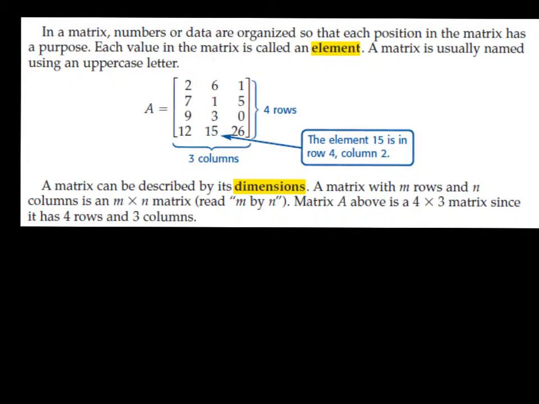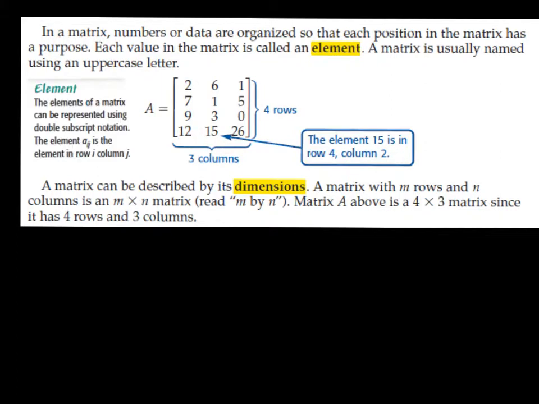In a matrix, numbers or data are organized so that each position in the matrix has a purpose. Each value in the matrix is called an element. A matrix is usually named using an uppercase letter, such as A. This matrix has 3 columns and 4 rows. So columns go up and down like the things that support buildings. The element 15 is in row 4 and column 2.